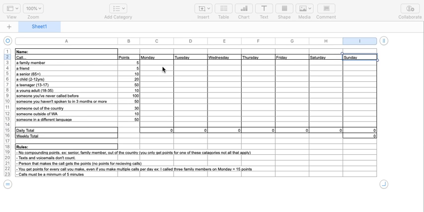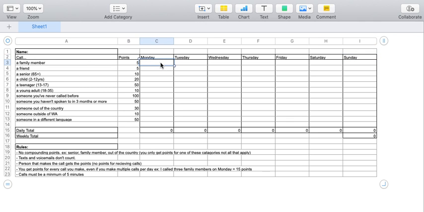So how do you fill this out? Let's just say on Monday you called 3 family members. You get 5 points for every family member, so that would be 15 points.